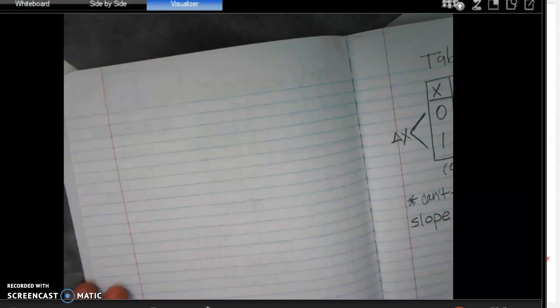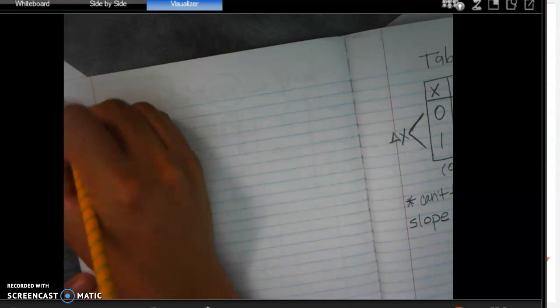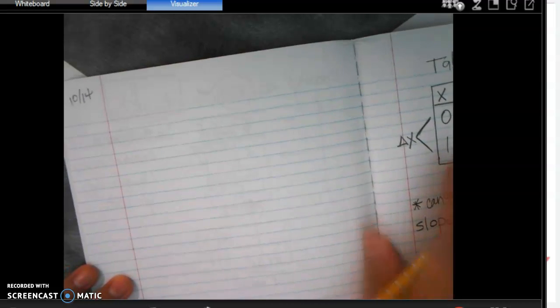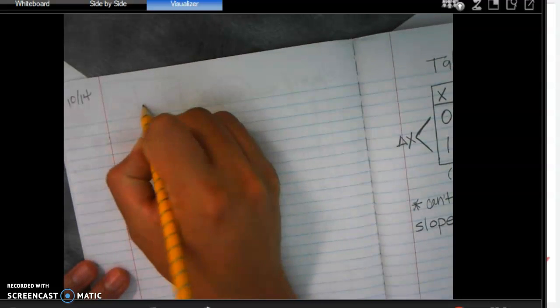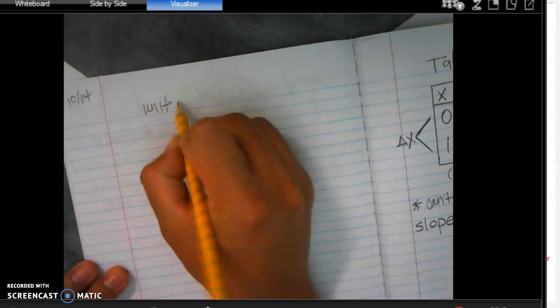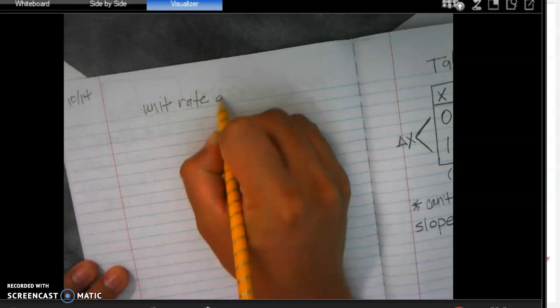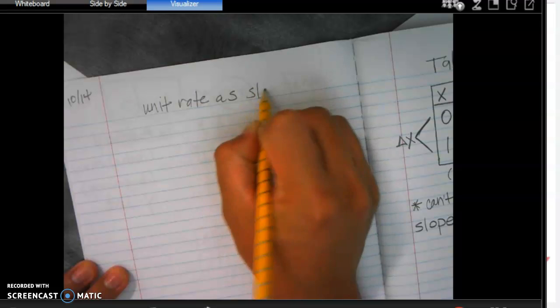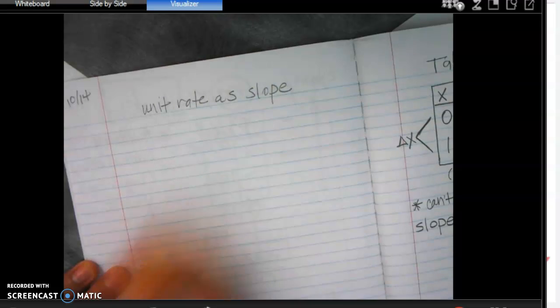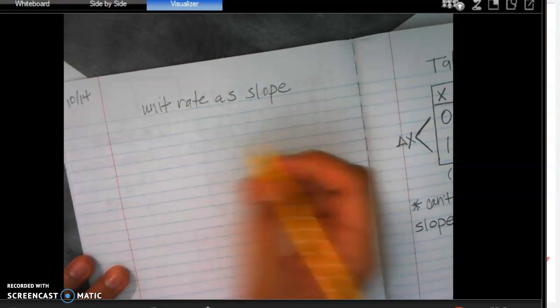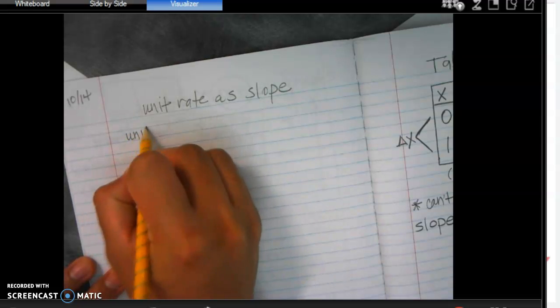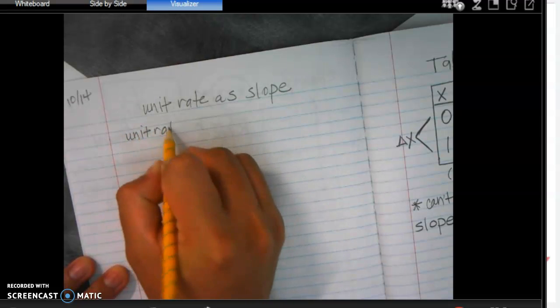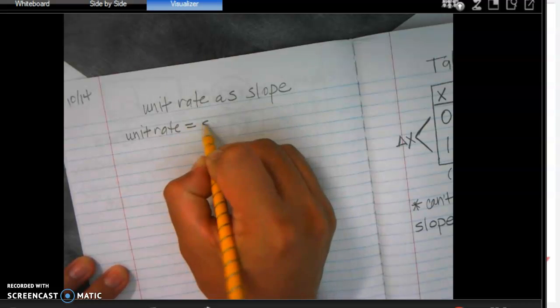slides. Okay, so in your journal, what I want you to write down today's date. Today's a B day, so I'm going to put the 14th, but yours could have been the 13th, right, if you had class yesterday. Okay, the title is Unit Rate as Slope. Okay, and what this means is that unit rate is the same thing as your slope.